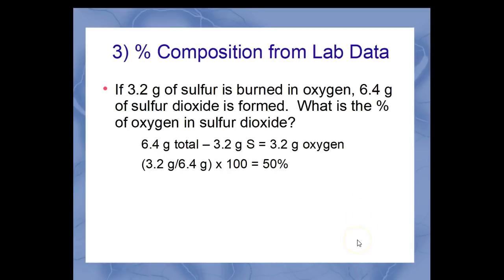If you take 3.2 grams of sulfur and burn it in oxygen, you get 6.4 grams of sulfur dioxide. What's the percent of oxygen in sulfur dioxide? Well, you subtract the 3.2 grams of sulfur from the whole 6.4 grams of the sulfur dioxide, and you see that there's 3.2 grams of oxygen remaining. You take that mass of oxygen, divided by the 6.4 grams of the sulfur dioxide, multiply by 100, get 50%. That means that in sulfur dioxide, half of the mass is oxygen and half of the mass is sulfur.